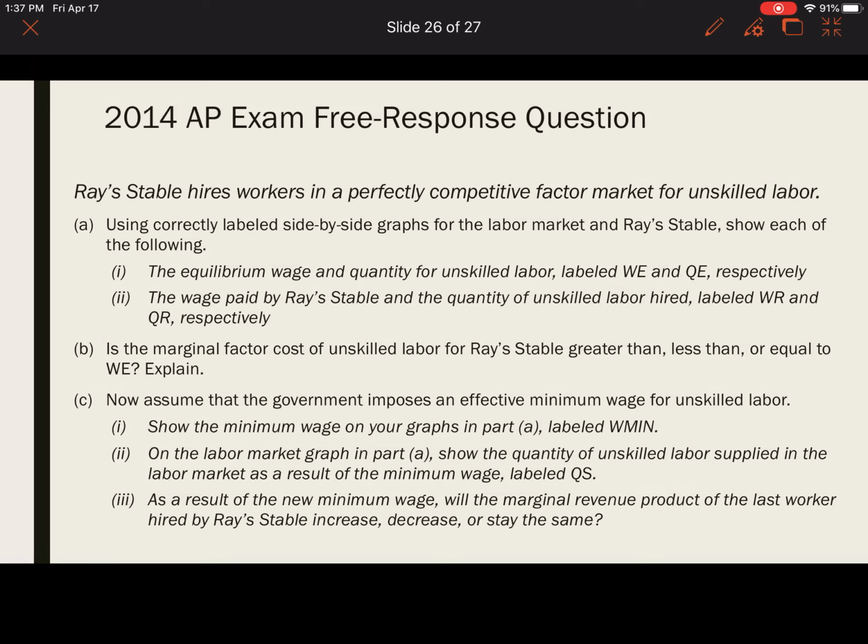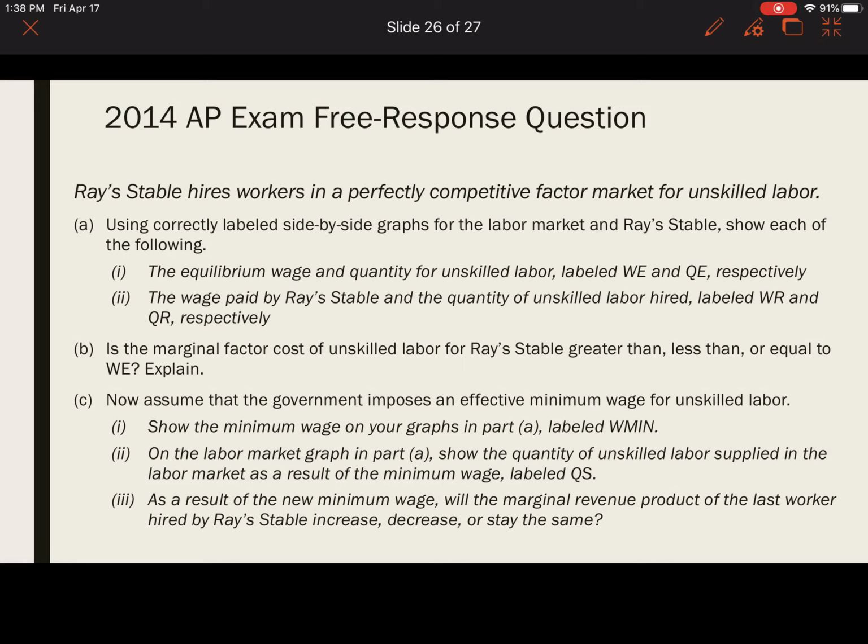Hey AP Micro. This is the Factor Market 2014 AP exam free response question. I'm going to go through the question. I'm going to show you how to best answer it to make sure that you can get the most detailed answers possible, and also for you to help as a review as you start looking at the factor market information. So let's go ahead and get started.